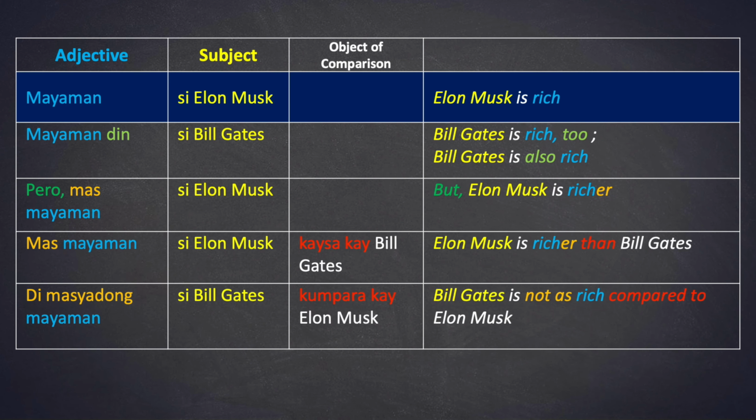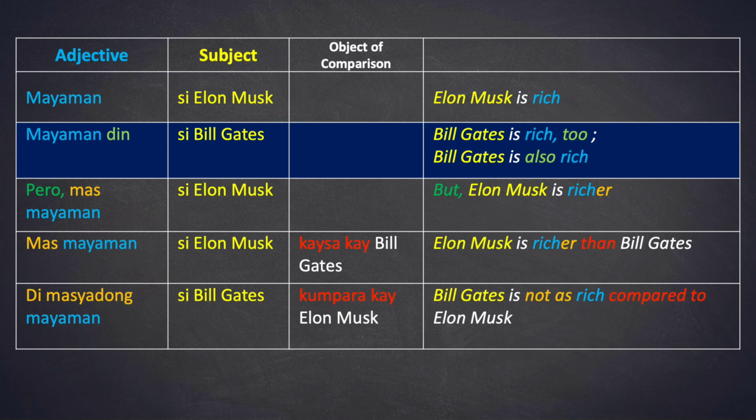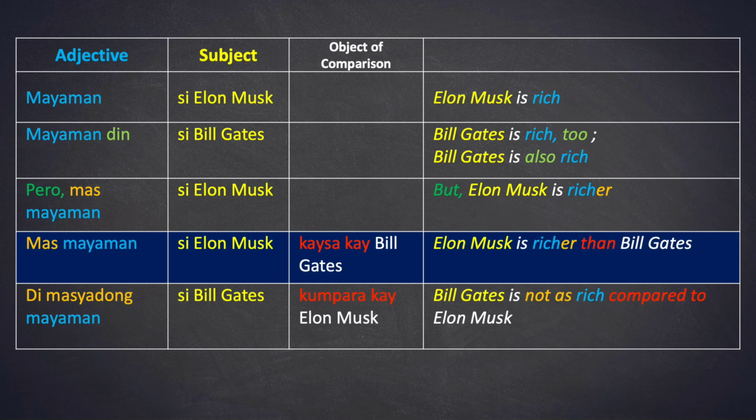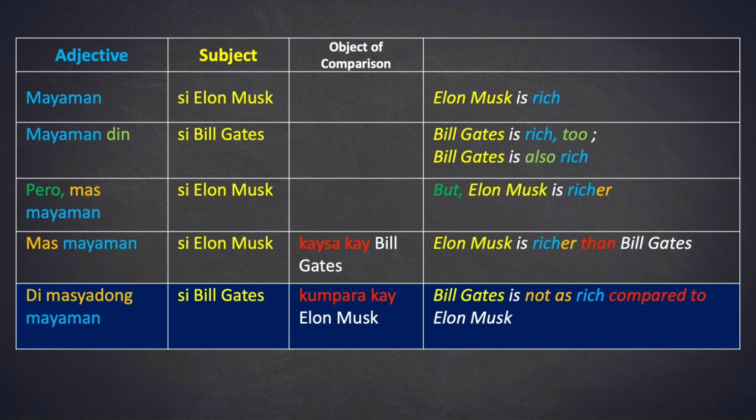Mayaman si Elon Musk. Elon Musk is rich. Mayaman din si Bill Gates. Bill Gates is rich too, or Bill Gates is also rich. Pero mas mayaman si Elon Musk. But Elon Musk is richer. Mas mayaman si Elon Musk kaysa kay Bill Gates. Elon Musk is richer than Bill Gates. Di masyadong mayaman si Bill Gates kumpara kay Elon Musk. Bill Gates is not as rich compared to Elon Musk.